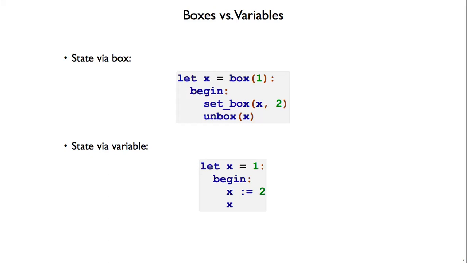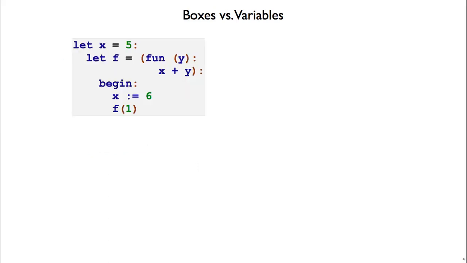So down below, we have a similar program, but instead of boxes, it's using variables. So in this code, we directly declare x is equal to 1, and then we can assign to x using the colon equal syntax. And then reading from x is simply we write down x, and we get whatever is the newest value.